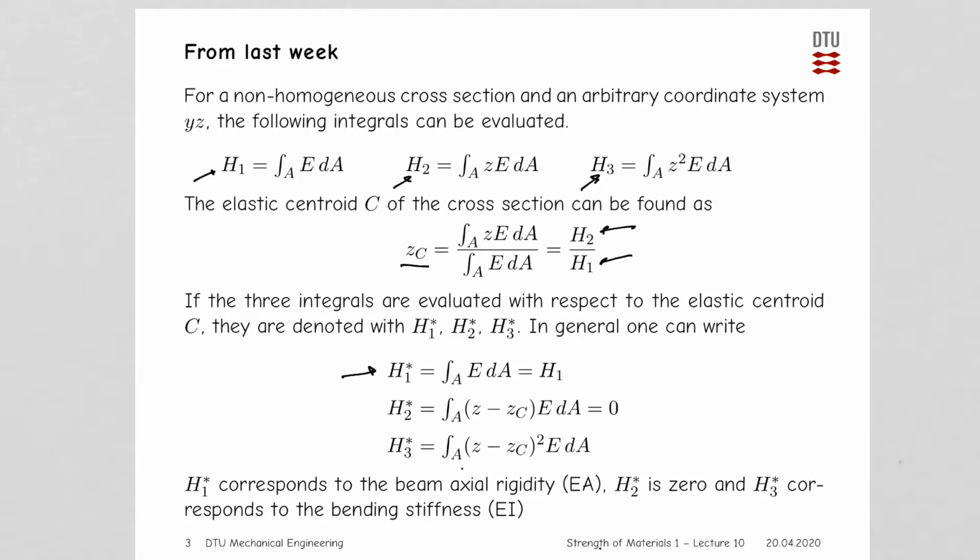As it turns out, H1 is invariant to coordinate transformations. That means that even though we transform to the coordinate system located in the elastic centroid, that did not make a difference to the value of H1. So the H1 we already computed is the same here. We already have H1 star, which is the actual stiffness of our composite. So no new integrals to be computed.